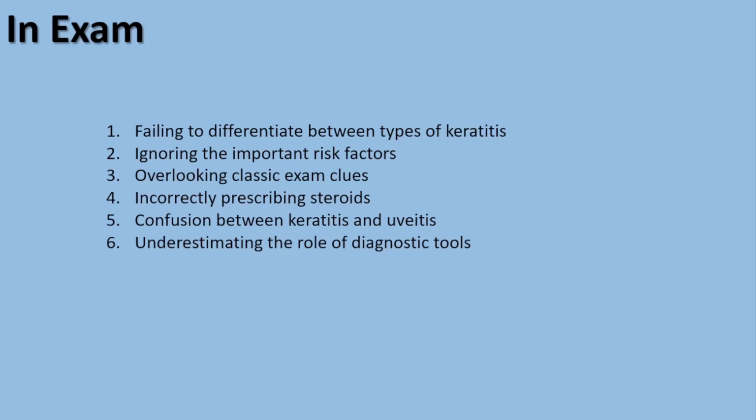Number 5 is confusion between keratitis and uveitis, because both of these diseases are going to present with photophobia. Number 6 is underestimating the role of the diagnostic tools, not mentioning fluorescein staining or corneal scraping for culture in bacterial keratitis, failing to discuss the PCR or viral culture when you are suspecting HSV keratitis. So these are the mistakes that you can make in the exam, and you can lose points on these kinds of mistakes.